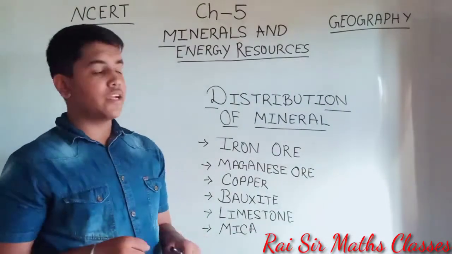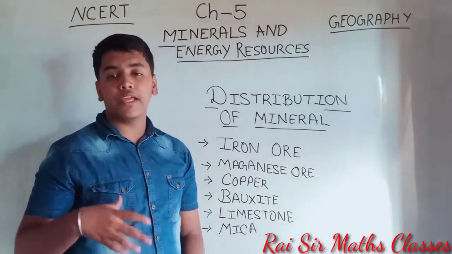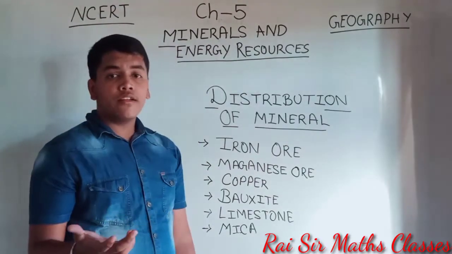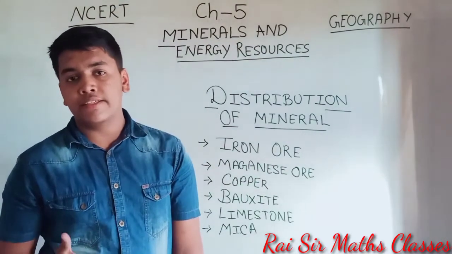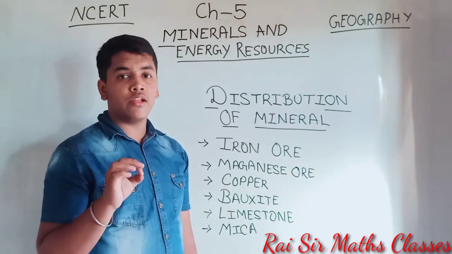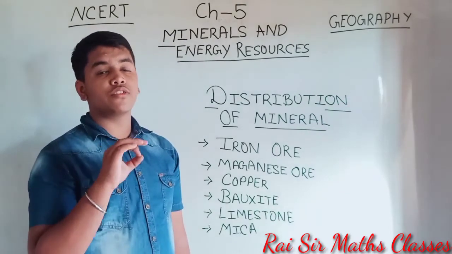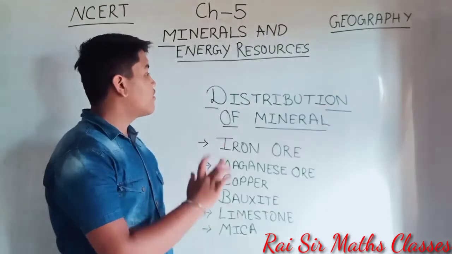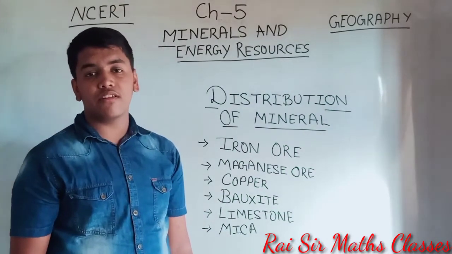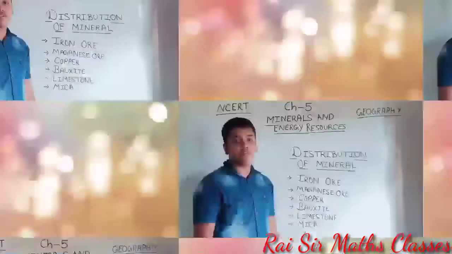The last one is mica. Mica is used for making electrical goods such as electrical appliances and the coating of electrical wire, so it is used in electrical energy. So we have completed the distribution of minerals, and we have completed this chapter.